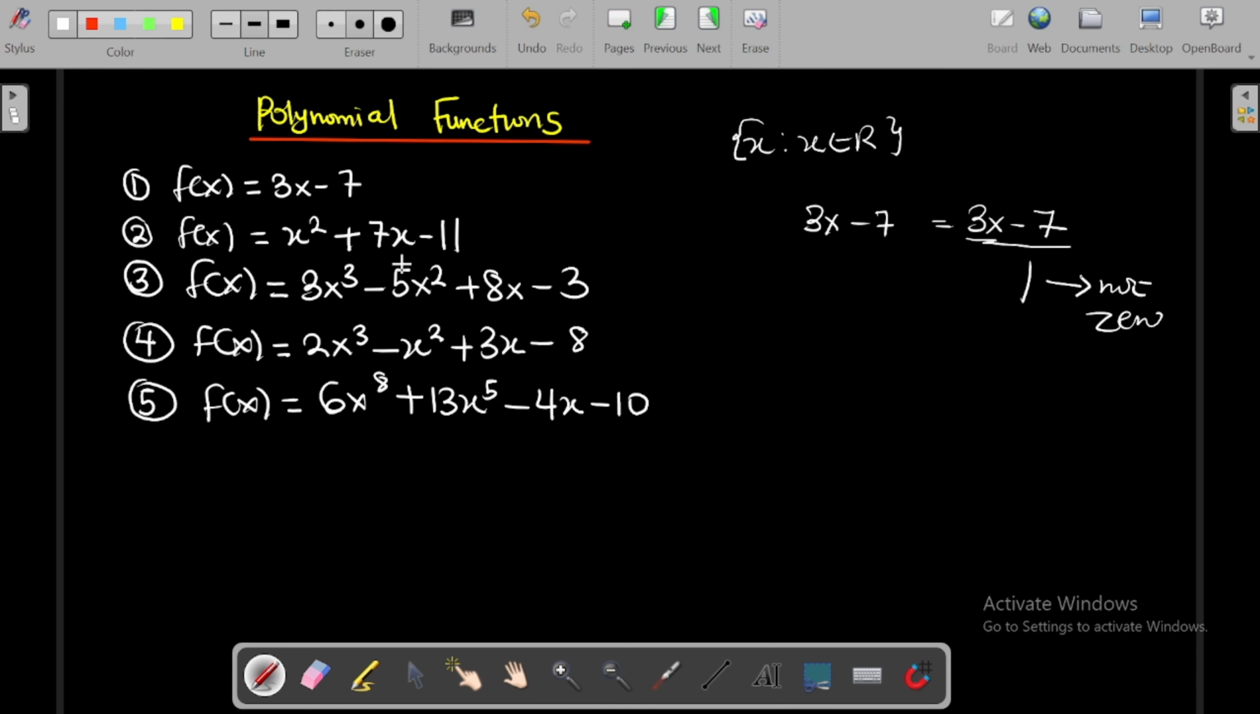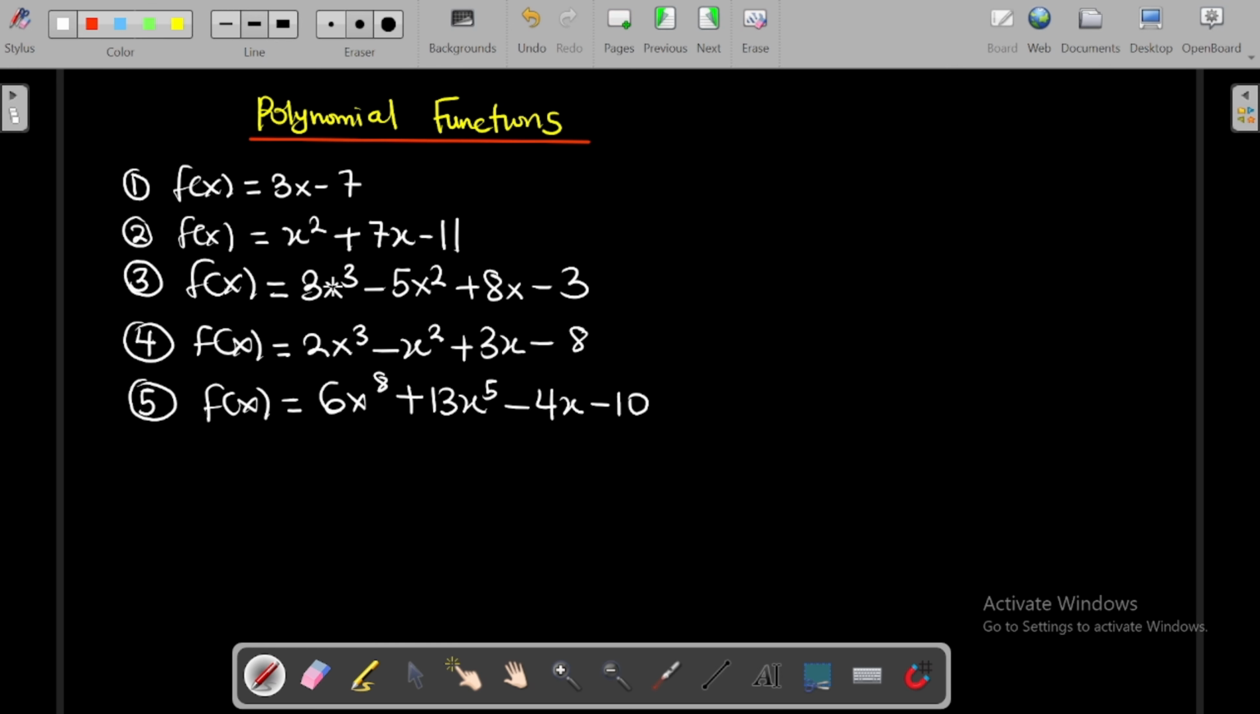Also, when you look at the second condition for which the domain of a function is undefined, you realize that you need a negative number inside a square root for you to get undefined. But you realize that in these polynomial functions, there are no square roots anywhere, which means that you cannot have an undefined function when it comes to polynomial functions.